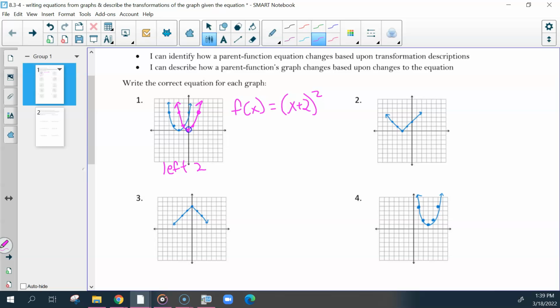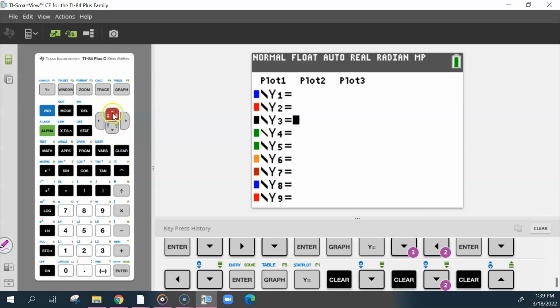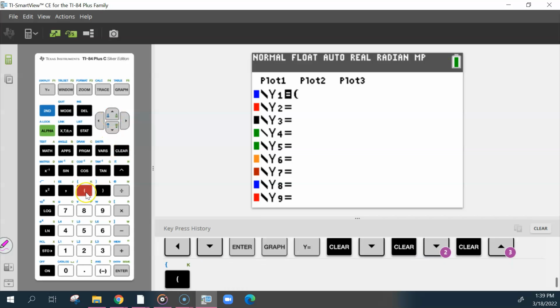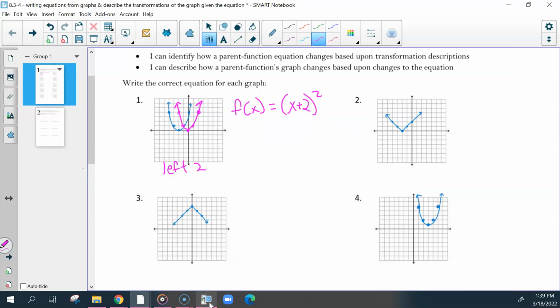So again, just to be sure, go ahead and clear all this stuff out. Just to double check my work, if I put in x plus 2 squared, it should look like the function that was graphed, and it does.